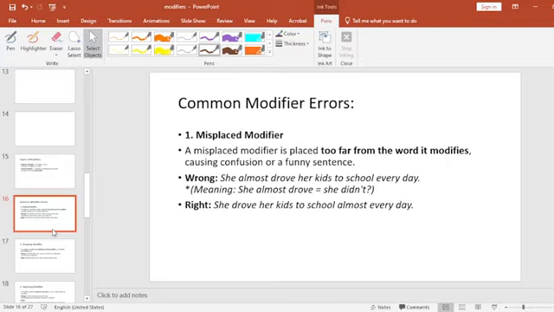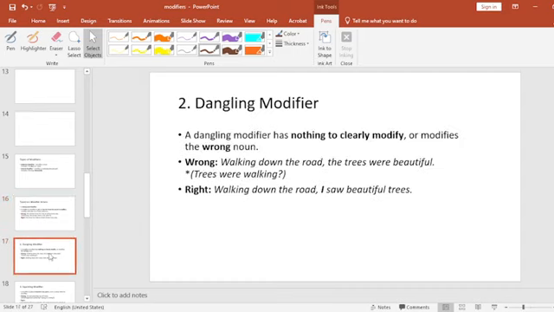Now the common modifier errors, one is misplaced modifier. A misplaced modifier is placed too far from the word it modifies. So when you're modifying anything, you have to keep it next to the word that you want to modify. Okay. Next, dangling modifier is nothing but it has nothing to clearly modify or modifies the wrong noun. So walking down the road, the trees were beautiful. So it's like the trees were walking or something. So what you have to write is walking down the road, I saw beautiful trees.